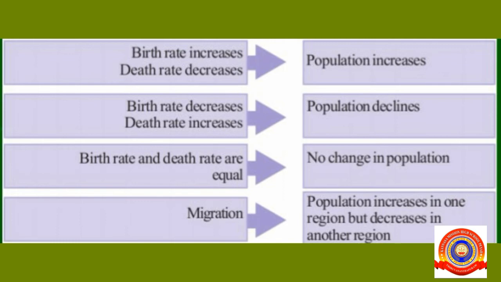When birth rate of a country increases and death rate decreases, population increases there. When birth rate of a country decreases and death rate increases, population declines there. When birth rate and death rate are equal, there is no change in population. But in the case of migration, population increases in one region but decreases in another region.